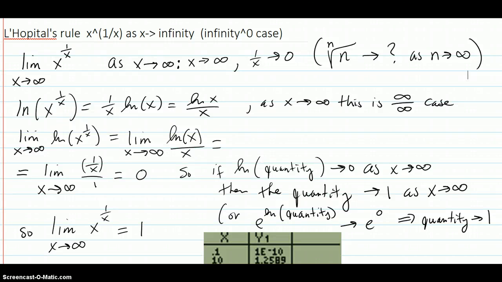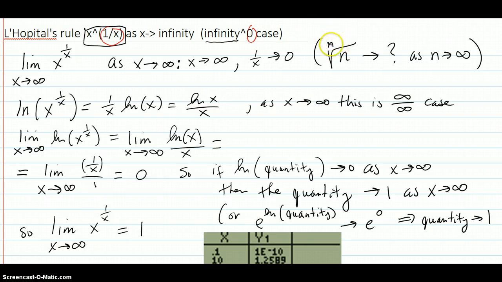Now we're going to take a look at a different application of L'Hopital's rule to find out where this function here, x to the power of 1 divided by x, goes as x goes to infinity. So x, the base, definitely goes to infinity, but the exponent, the 1 over x, goes to 0. So it's an infinity to 0 case.